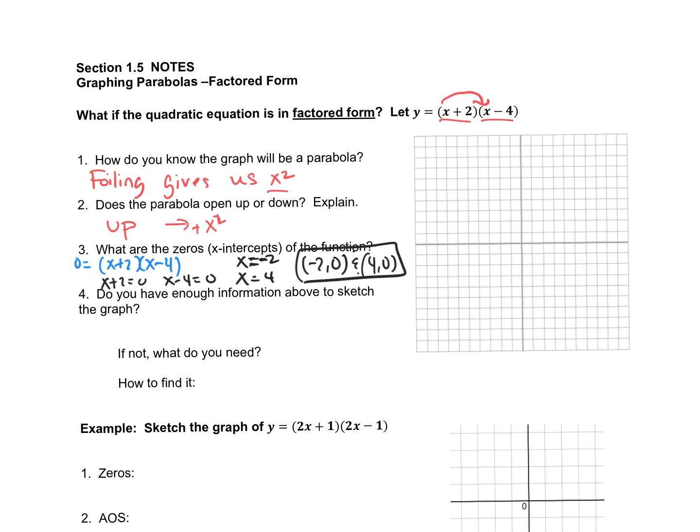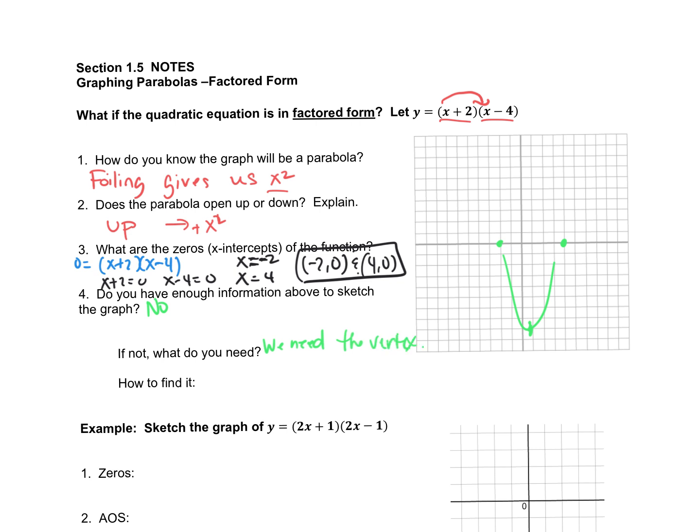Now, next question. Do you have enough information above to sketch the graph? Well, what do we have above? We just have the two points, so let's go ahead and plot them. Here's one at negative 2, 0. And then we have another one at 1, 2, 3, 4, 0. Does that give us enough information to graph? No. If we had the vertex down here, a point, then we could go ahead and do that. But we don't have that, so we need the vertex.